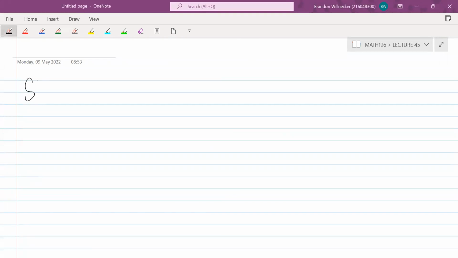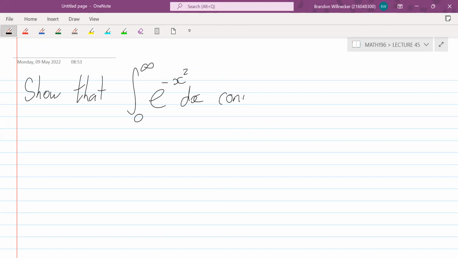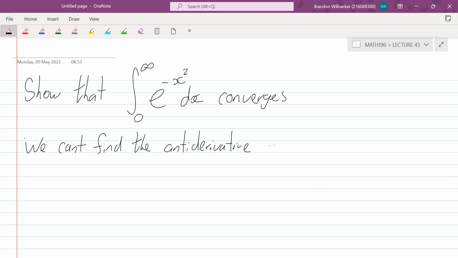Okay, so we need to show that the integral from 0 to infinity of e to the minus x squared dx converges. Now this e to the minus x squared is something that we can't integrate directly. So we can't just find the antiderivative of e to the minus x squared.